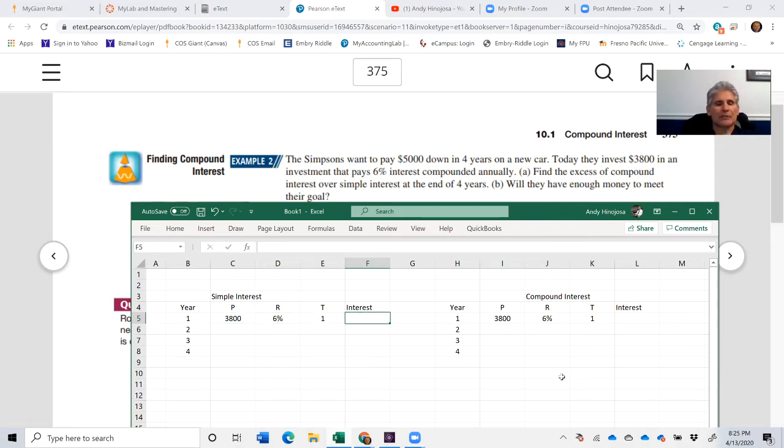So let's take a look at the computation on the simple interest side. We're going to take the 3,800. We're going to multiply that by the 6%, and we're going to multiply it for 1 year because this is the first year we're computing. It turns out to be $228 for that first year. Lo and behold, the second year is going to be identical to the first year.